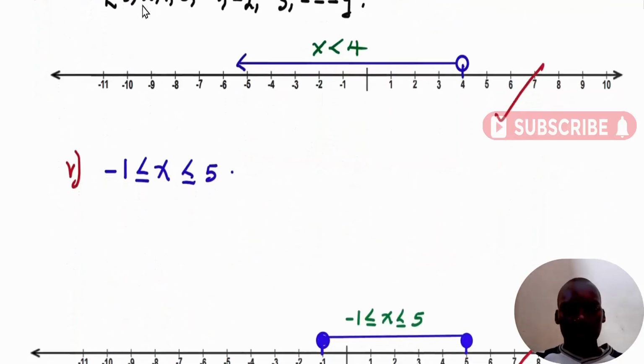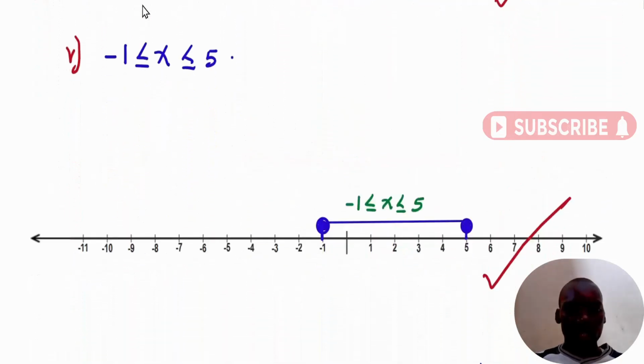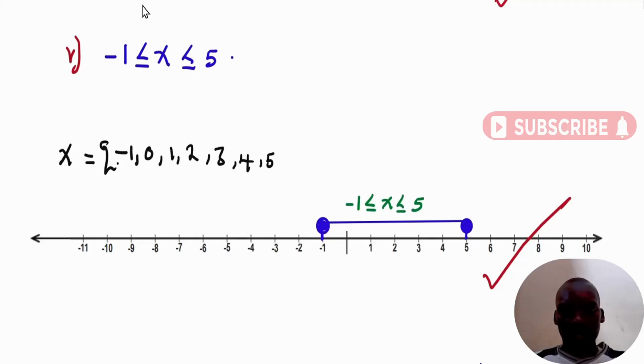Then for Roman numeral 5, our solution set x simply is going to be equal to, so this is a range. We can see that both circles are shaded, meaning that they are inclusive. So we include also negative 1. Then we shall have the 0, 1, 2, 3, 4, and lastly 5. Only these ones are the correct integers or the set that satisfies this inequality.